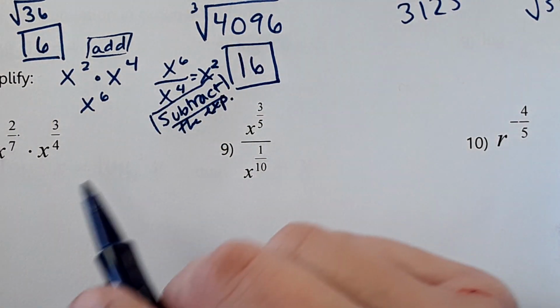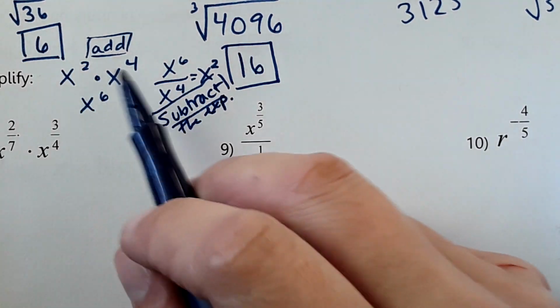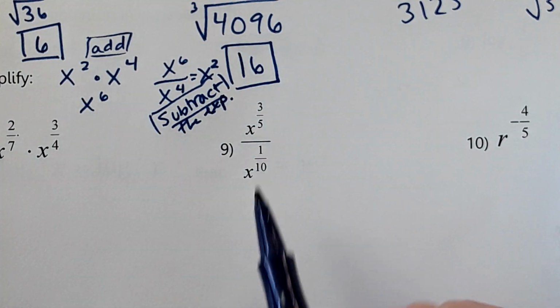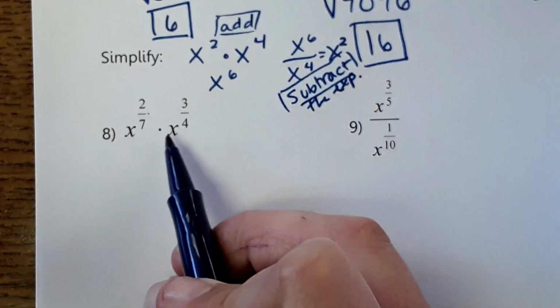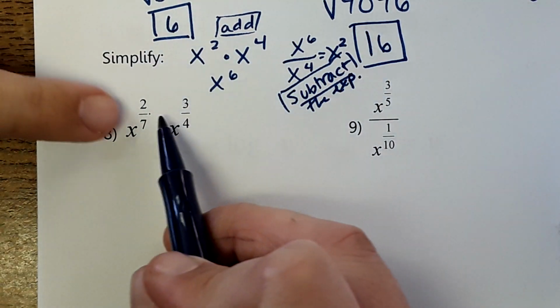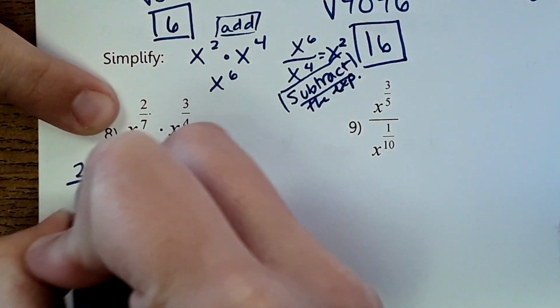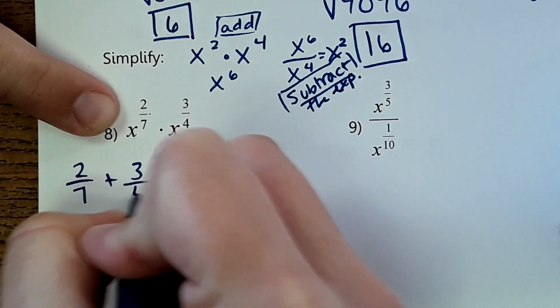So that's what we're going to do with the fractions. We're either going to add them or we're going to subtract them if it's division. So for number 8, we have the same base right here. We're just going to add these exponents. So it'd be 2/7 plus 3/4.